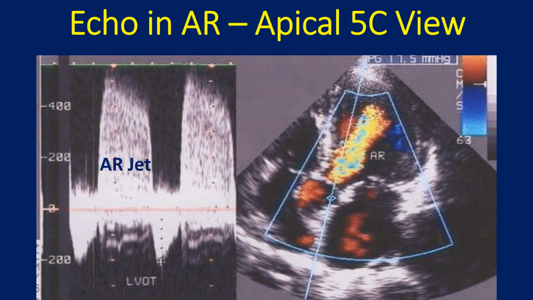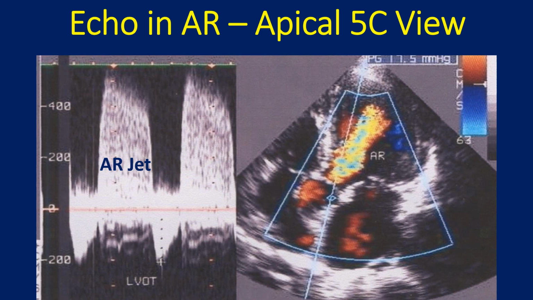Here we have both continuous wave Doppler and color Doppler imaging from apical 5-chamber view side by side. The right panel shows continuous wave of aortic regurgitation jet. Below the baseline, forward aortic flow is seen, while above the baseline, the tongue-shaped aortic regurgitation jet is seen.